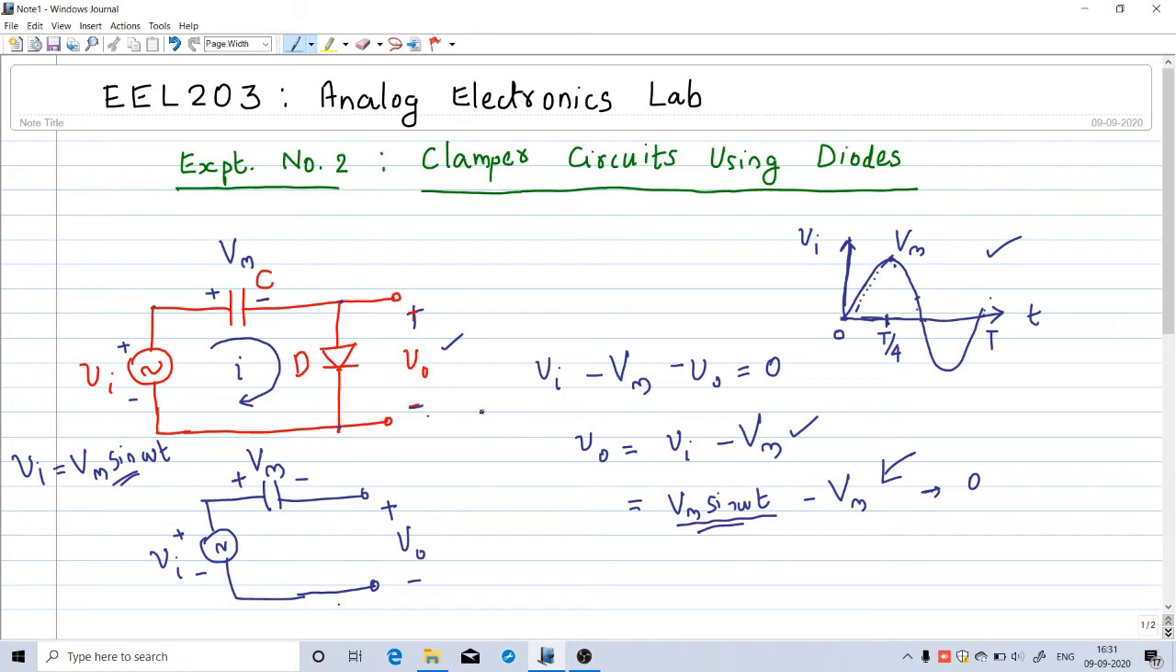Now we have assumed an ideal diode. What happens if we use a silicon diode? In the case of a practical diode, what will happen? The only difference is that there will be an on-state voltage drop of 0.7 volt across the diode when it is conducting. So this capacitor cannot charge to Vm. 0.7 volt is already dropped across the diode, so this capacitor will charge only up to Vm minus 0.7. So this clamping level will be Vm minus 0.7, not Vm.